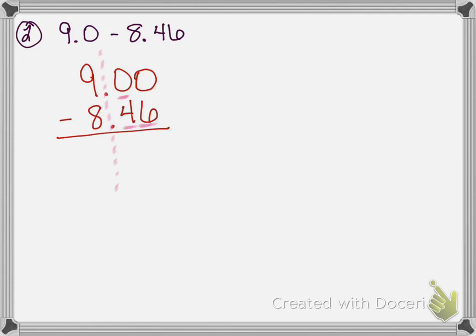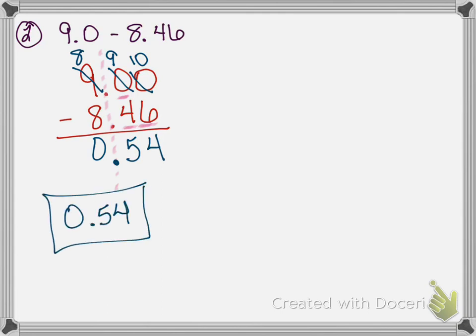At this point, now we can do the subtraction. I can't do 0 minus 6, and then I've got a 0 here. So I've got to go all the way to the 9 and borrow. My 0 here becomes 9, and this becomes 10. So 10 minus 6 is 4. 9 minus 4 is 5. I bring down that decimal, and then 8 minus 8 is 0. So my answer to this is 54 hundredths. So 9 minus 8 and 46 hundredths is 54 hundredths, and that is my final answer.